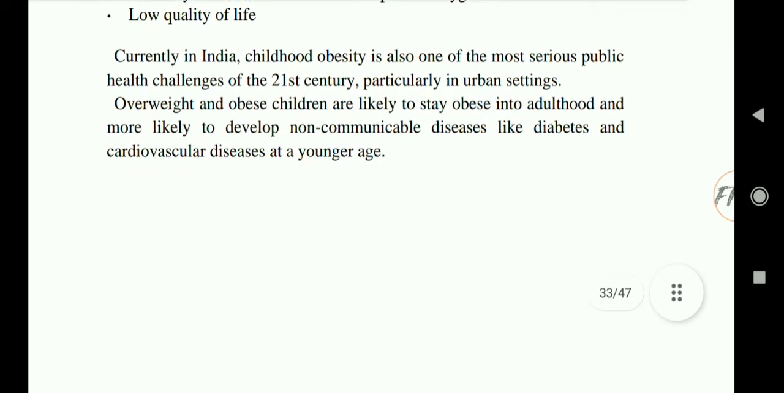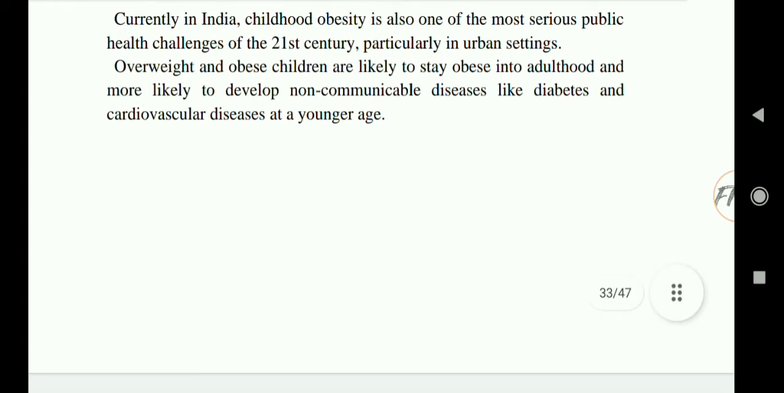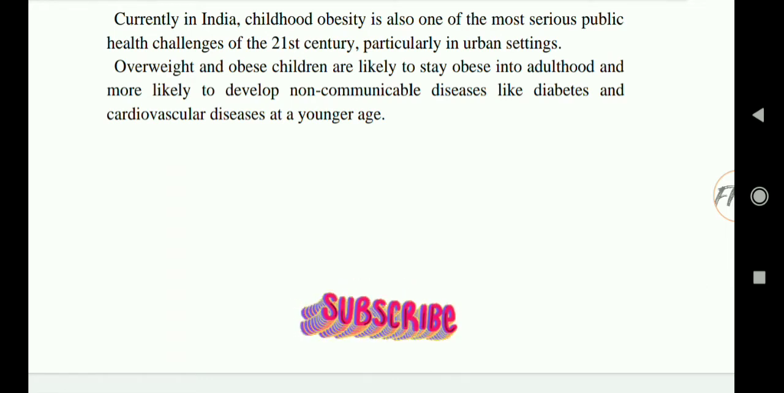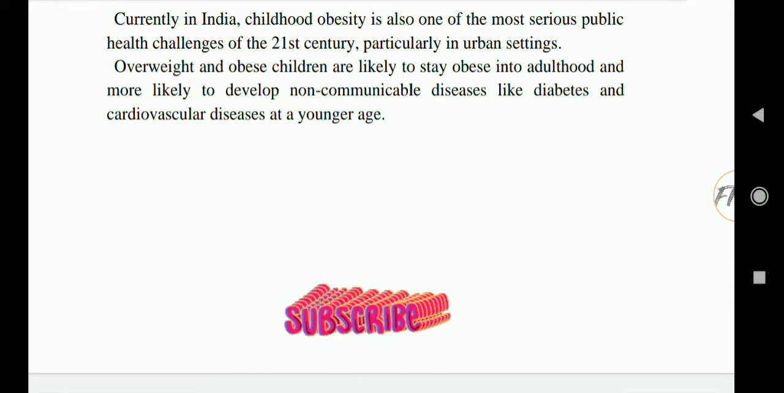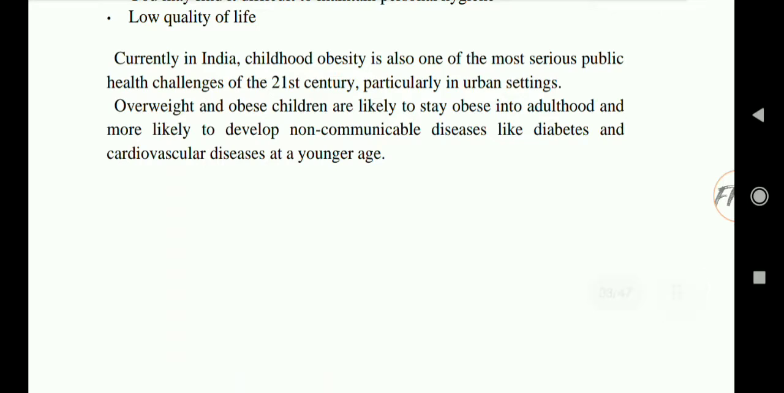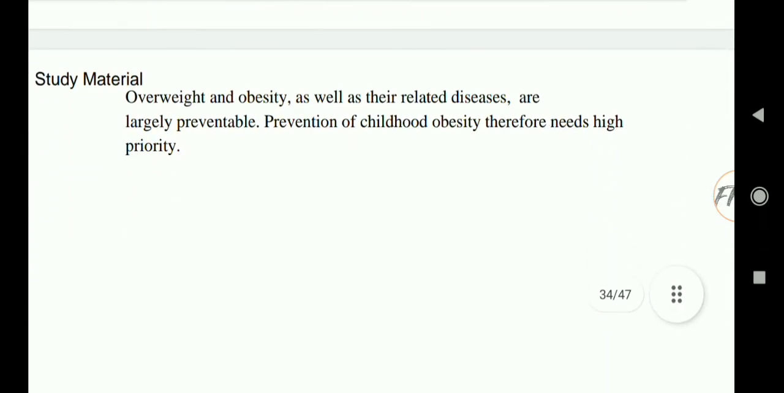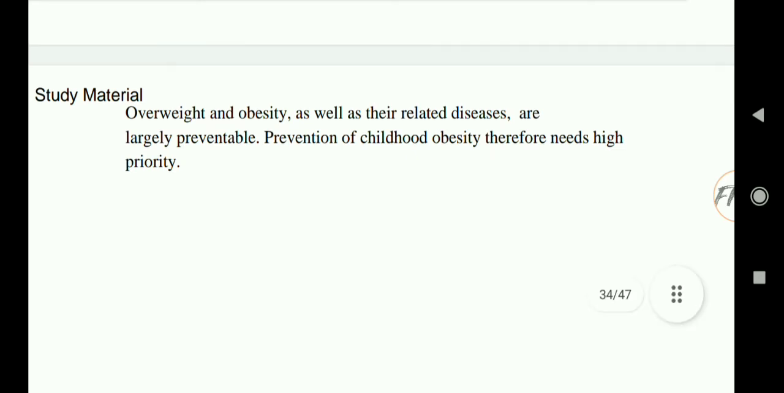Currently in India, childhood obesity is also one of the most serious public health challenges of the 21st century, particularly in urban settings. Overweight and obese children are likely to stay obese into their adulthood and more likely to develop non-communicable diseases like diabetes and cardiovascular diseases at younger ages. So this is not only affecting adulthood, but is also affecting the younger generation, and they are getting cardiovascular disease at younger ages. Overweight and obesity, as well as their related diseases, are largely preventable. Prevention of childhood obesity therefore needs high priority. So we should not let this happen, and we should take proper measures against it and follow a proper diet without fail.